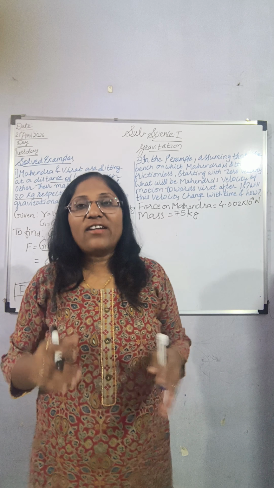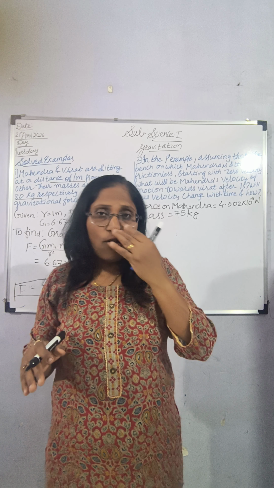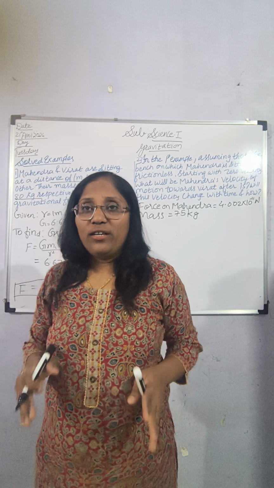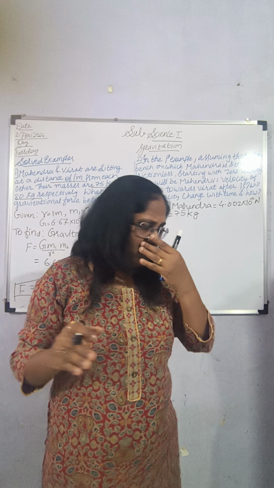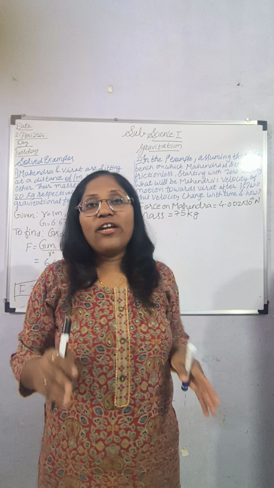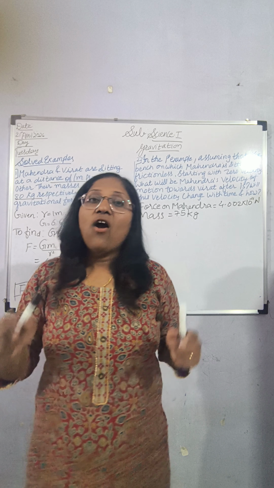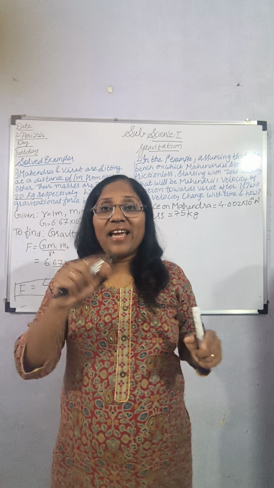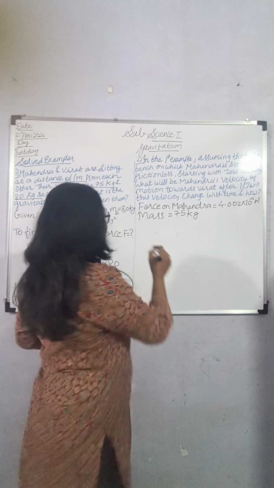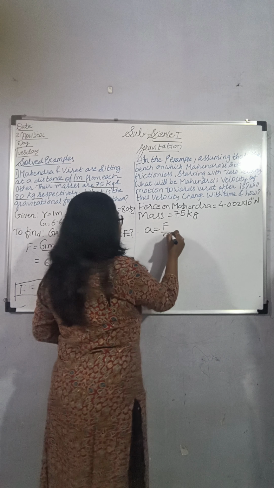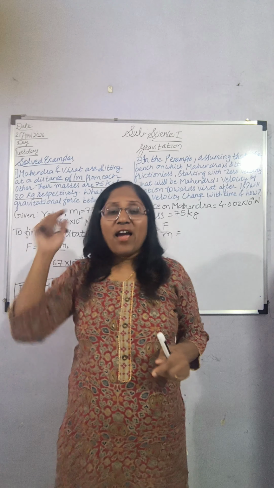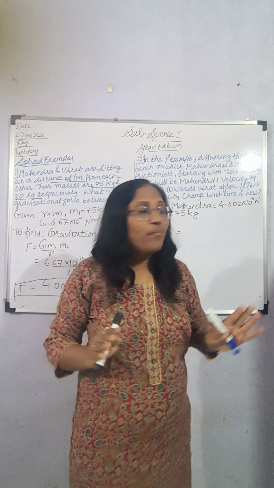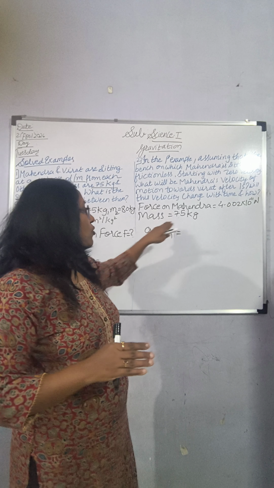Okay, so which is the next factor given to you? According to Newton's second law, of acceleration, A is equal to F upon M. What is A? A is equal to F upon M. What is F over here? F is the force, and M is the mass. Are you understanding? So here it is given, A is equal to F upon M.